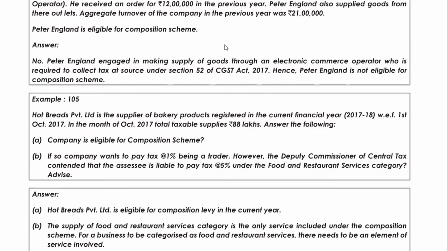You went for the last class, you go through that. I've discussed that in detail: what is taxable turnover, and what is to be included over there.